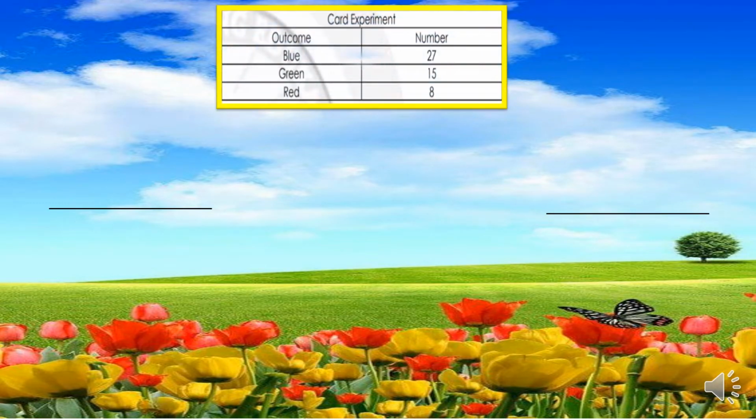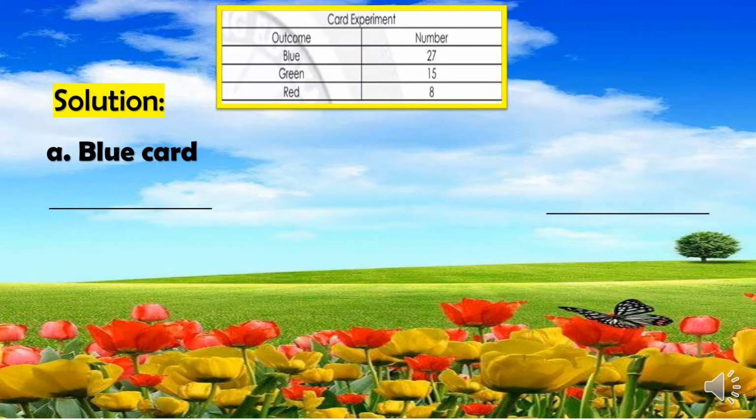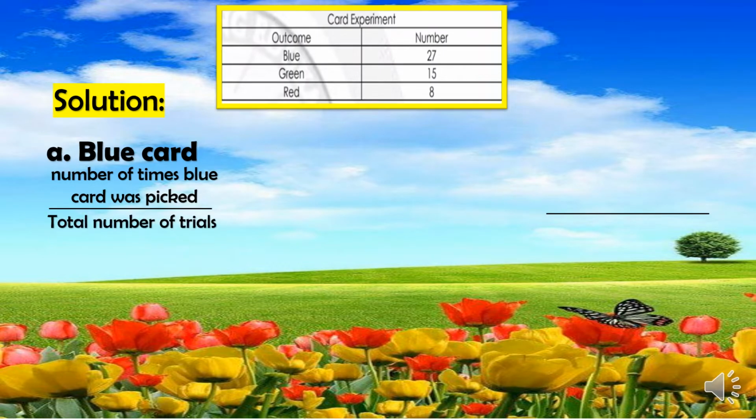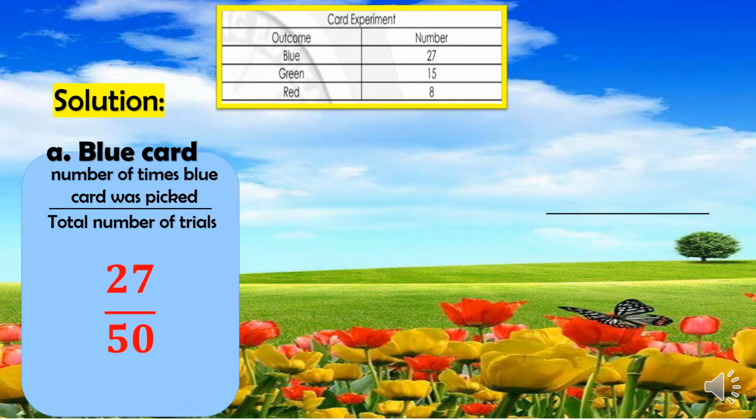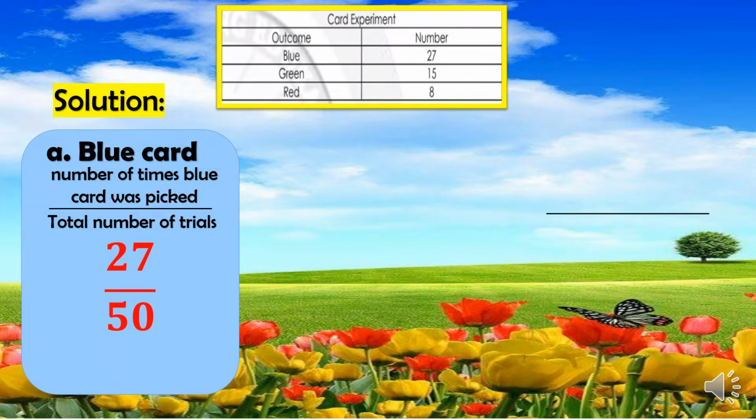Okay, so we will be using this table, the card experiment, to answer the following questions. So for the solution, first is the blue card. The probability of getting a blue card. So the formula: number of times blue card was picked over total number of trials. Okay, so you have 27 over 50.